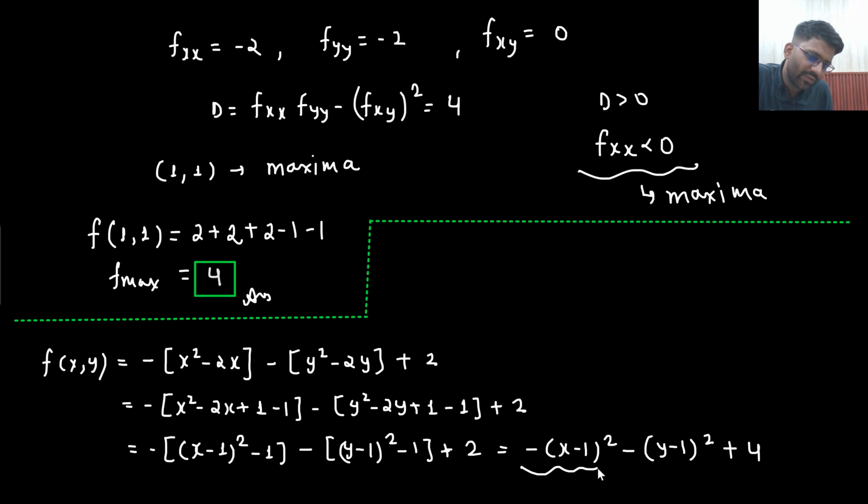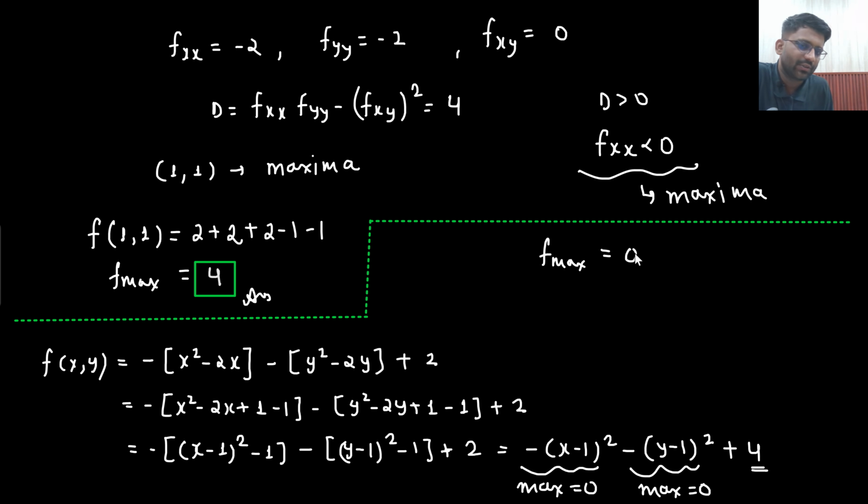What will be the maximum value of this one? Maximum value of this will be 0. What will be the maximum value of this? That will also be 0. What is the answer? Answer is 4. So what will be the f max? This will be always positive, and then there is a negative sign. That means it will be always negative. So 0 plus 4. So what is the f max value? F max value is 4.